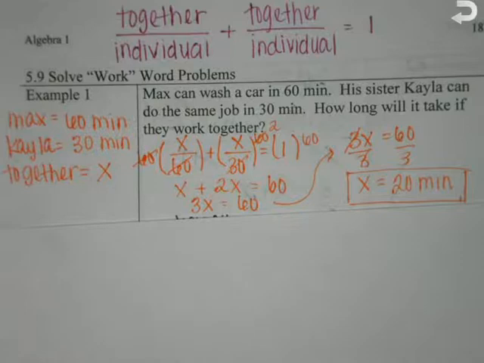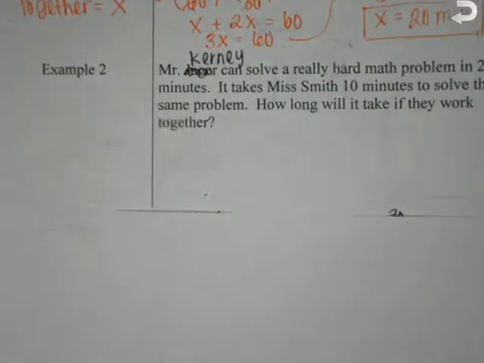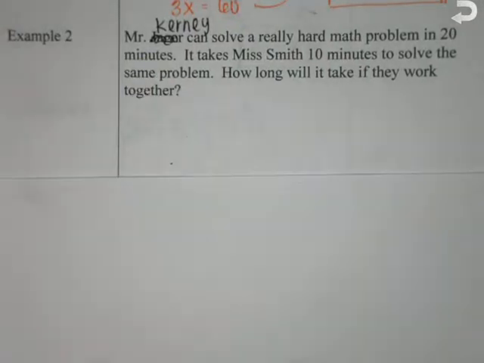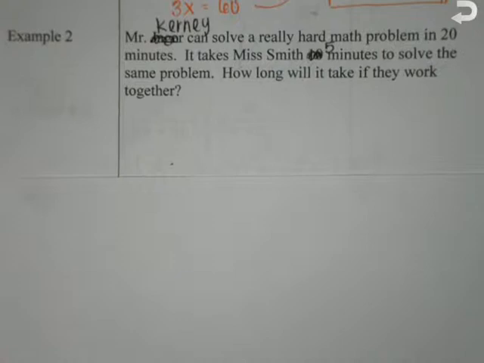Okay, so let's do another example. I had originally put Mr. Jager last year, but he's not here anymore, so I have to change it. Mr. Kearney can solve a really hard math problem in 20 minutes. It takes Miss Smith 5 minutes to solve the same problem. How long will it take if they work together?